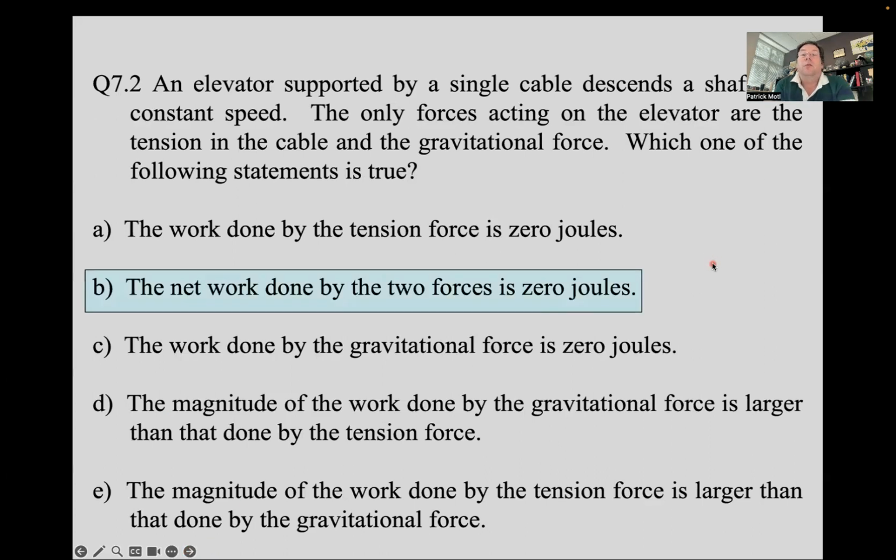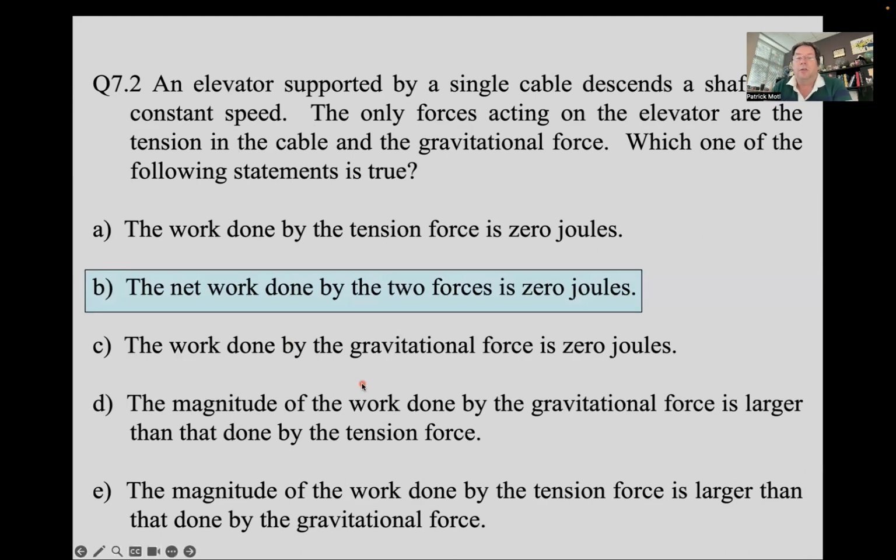All right. So the elevator is going at a constant speed. So its kinetic energy is constant. So therefore the work done by the net force has to be 0. The elevator cab is not speeding up and it's not slowing down. It's maintaining a constant kinetic energy. The work done by tension is not 0. In fact, it's going to be negative because the displacement points down, but the tension points up.